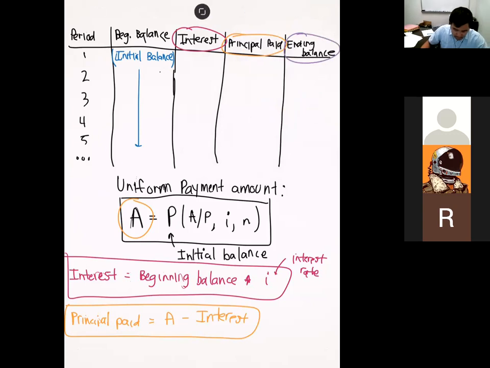Right. And then the last quantity that we have here is the ending balance. And remember, the ending balance is how much money you have left on the loan after you made a payment for that period. And so the way you compute this is you simply take your beginning balance and you subtract the principal paid from that period.